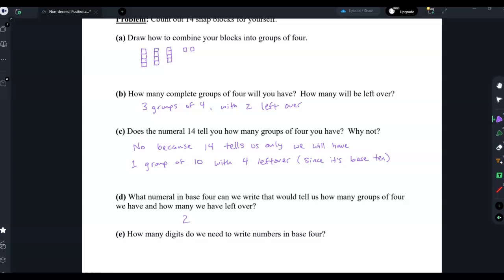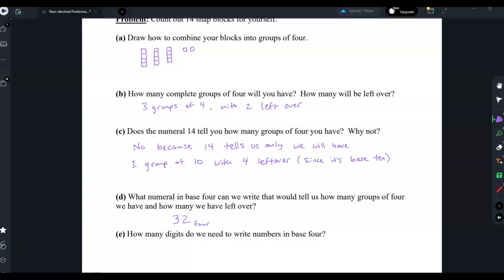And then we would move over to the next place value. And so if we were in base 10, that would be the tens place, but in base 4, that's the fours place. So how many groups of 4 did we have? We had 3 groups of 4. So that means a 3 would go there. And then don't forget to write our base so that we know that that number is in base 4.